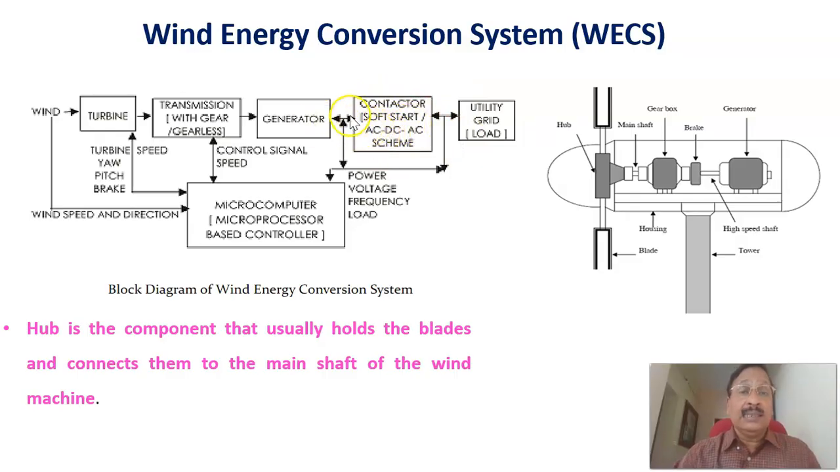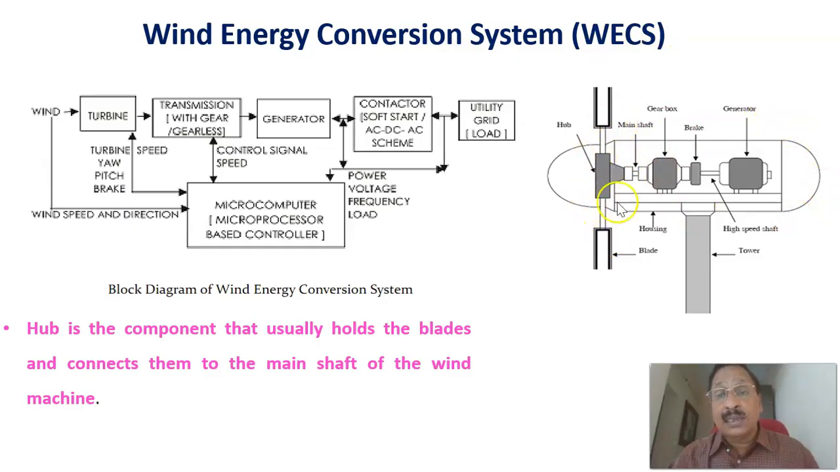Here the generator voltage will be AC, which is converted into DC, and then the DC is converted again into AC. This rectifier plus inverter setup is a power electronics based system, which is again connected to the existing utility grid. And to control it, there is of course a computer based control that controls this system as such. Therefore, this is a block diagram representation of the wind energy conversion system.